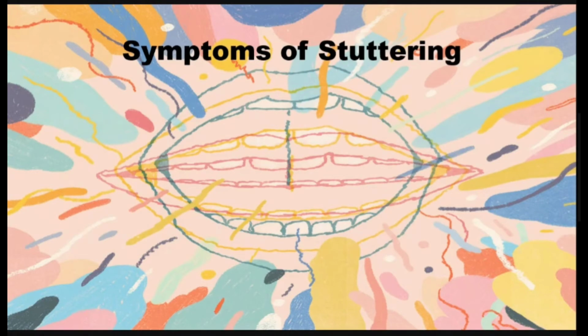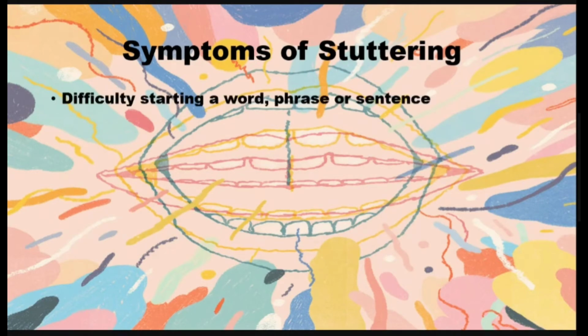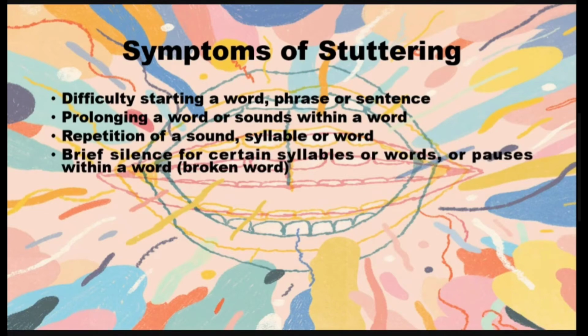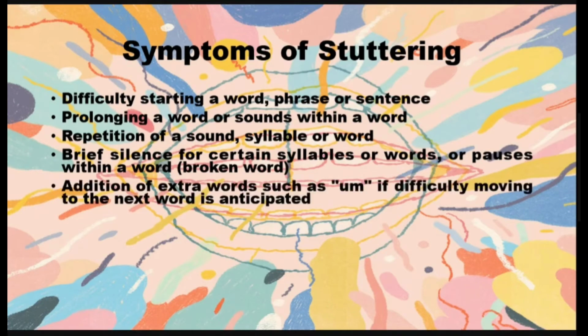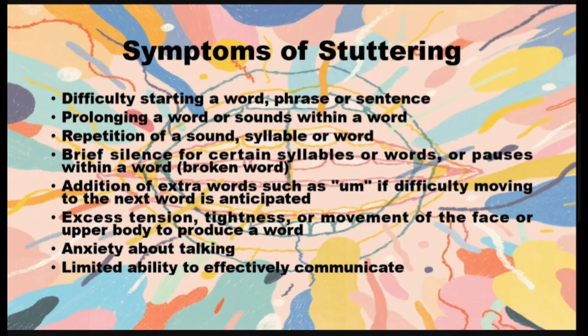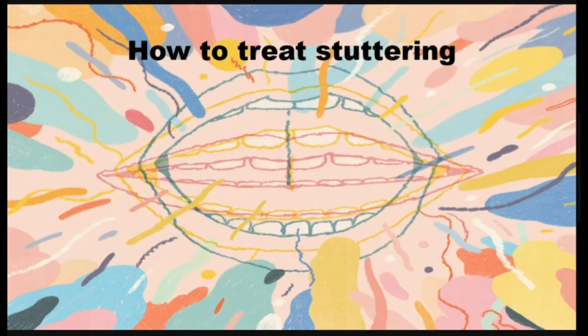So, symptoms of stuttering: difficulty starting a word, phrase, or sentence, prolonging a word or sounds within a word, repetition of a sound, syllable, or word, brief silence for certain syllables or words, or pauses within a word or broken word. Addition of extra words such as if difficulty moving to the next word is anticipated. Excess tension, tightness, or movement of the face or upper body to produce a word. And anxiety about talking and limited ability to effectively communicate.